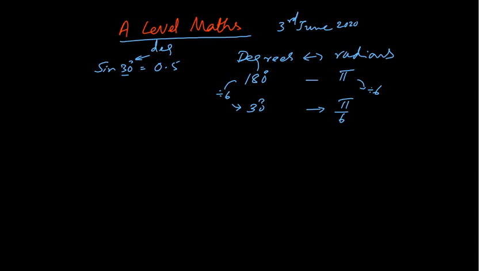180 degrees equals pi. Here you divide by 6, pi, you get 30. So divide by 6, that's pi. This is a conversion.